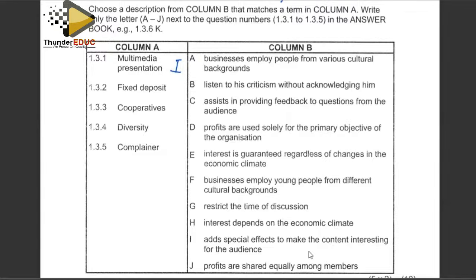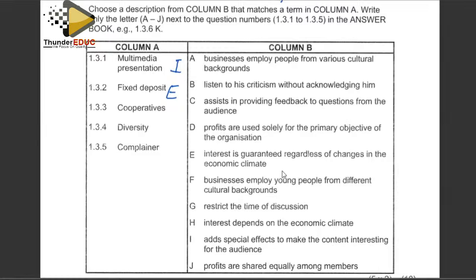So now fixed deposit is in line with the interest. Interest is guaranteed regardless of the changes in economic climate. So it means that in this regard, our appropriate answer for 1.3.2 is going to be E. Okay, right, grade 12s. Now let's move on to 1.3.3.